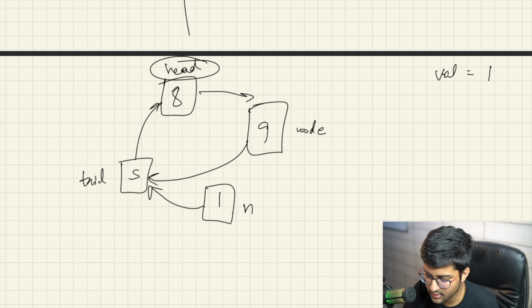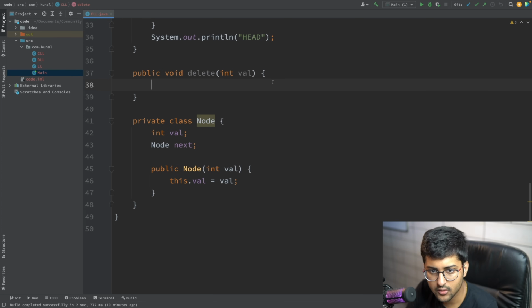It's pretty straightforward because you are working with two pointers, so obviously you need two reference variables. That's it. Complexity is O of n, where n is the total number of nodes, because in the worst case it will traverse all the nodes. Okay, so let's try to code this.